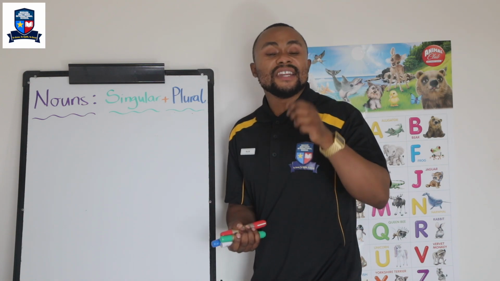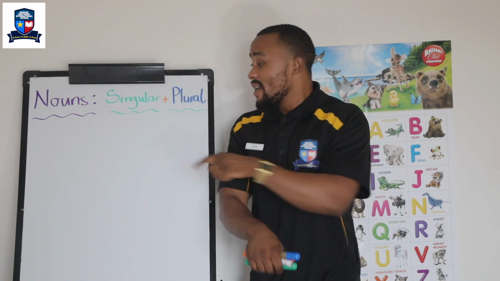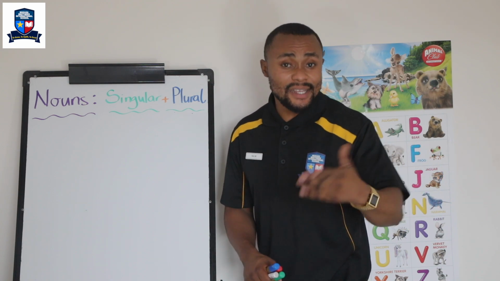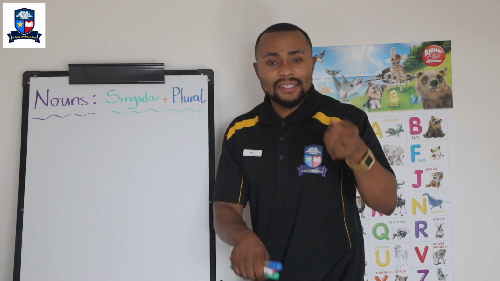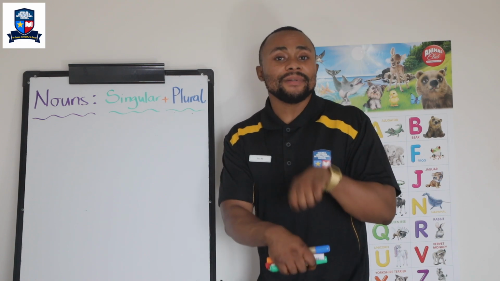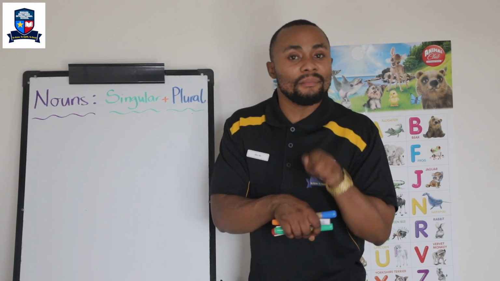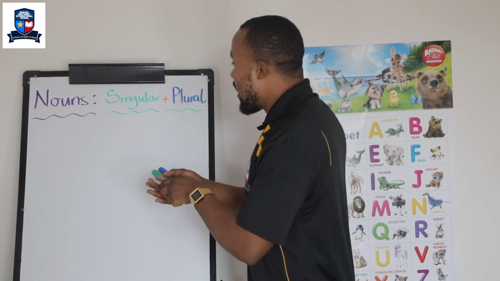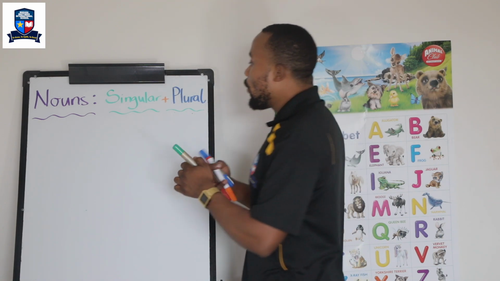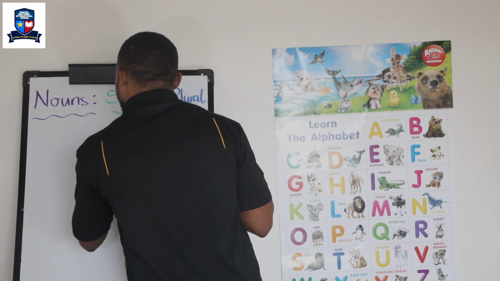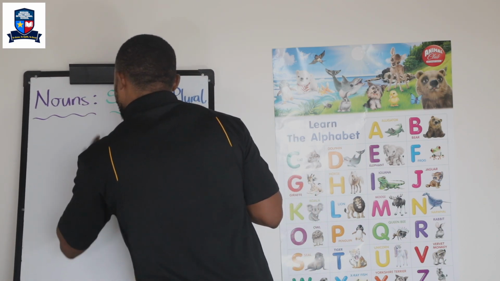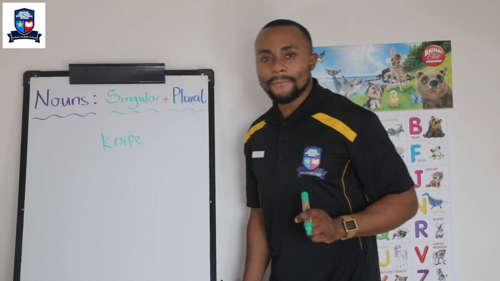Let's say, for example, knife. A knife. That is a singular noun. Just one knife. It is a noun because it is a thing. It is something that you use to chop your tomatoes, or when your dad or your mom is cooking, they need a knife to cut. So a knife, it's a singular form. Knife. That's a K. Knife. Okay, so this is knife.